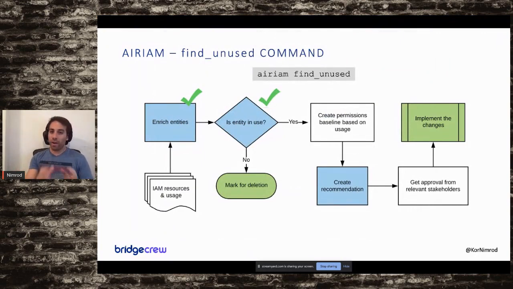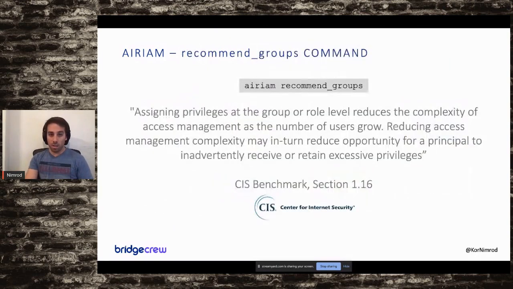So we found the unused. Next up is to create the permissions baseline. The next command I'd want to show you is called recommend groups. What it does is take all of your users, filter out all the unused, of course, and then split the users into groups according to a logic. The current logic today splits it into 3 groups.